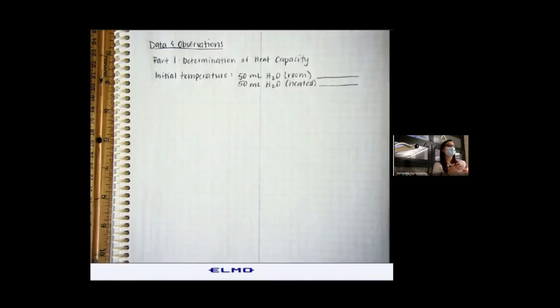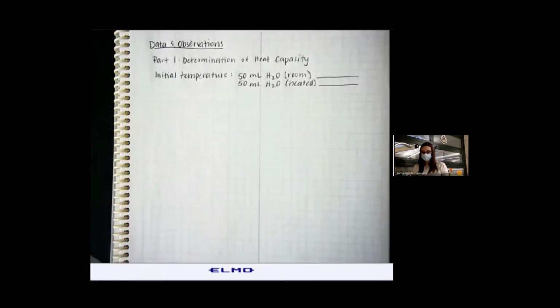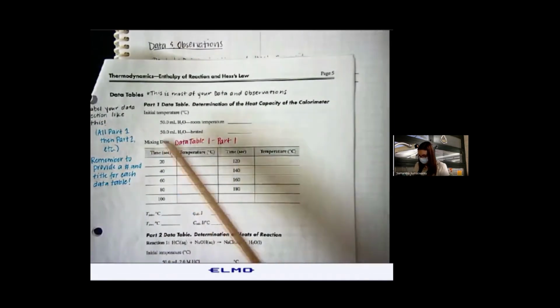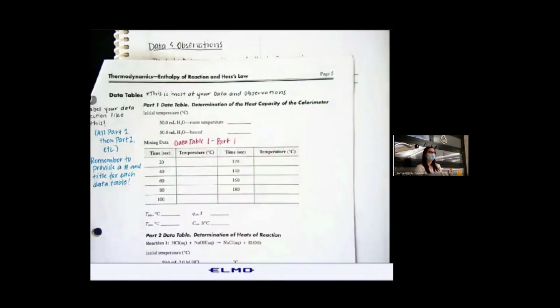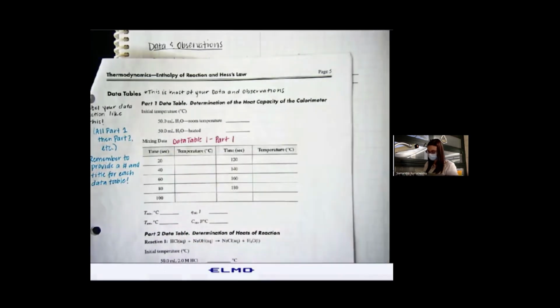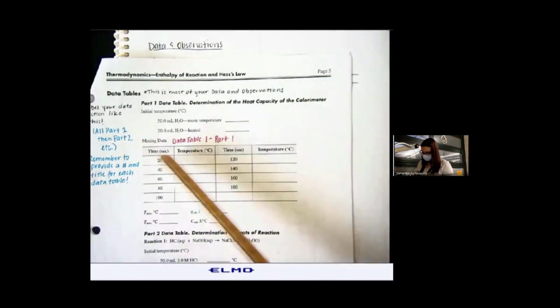We have to make it really easy to find everything because we're going to be using a lot of this information in the calculations. So then it comes to the first data table. It says mixing data, but you're going to notice I labeled this for us, data table 1, part 1. So 1, 2, 3, 4 columns. And if instead of making 4 columns, you just put it all in like 2 columns, so you just do all the time and all the temperature, that's fine. You just need to make sure you have like from 20 seconds to 180 seconds. 1, 2, 3, 4, 5, 6.